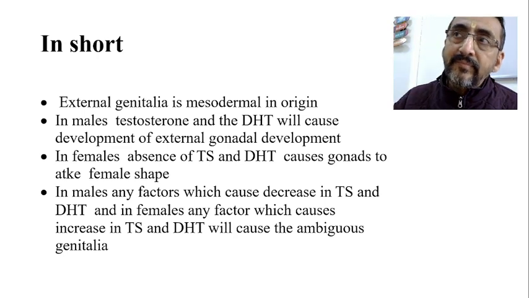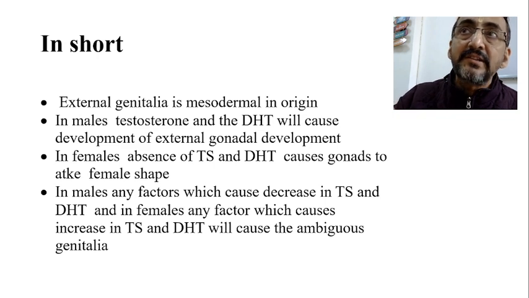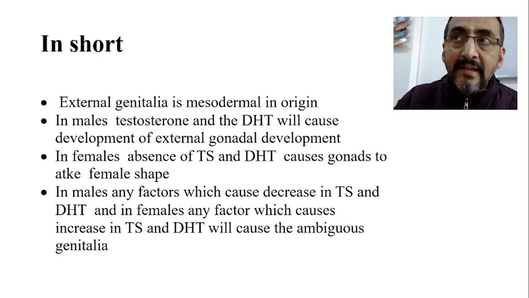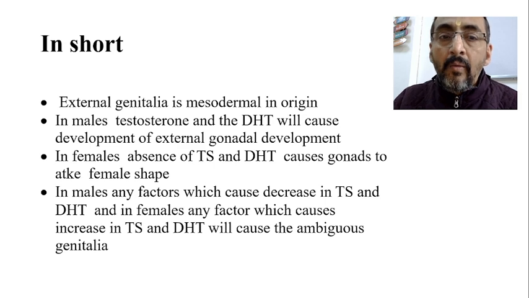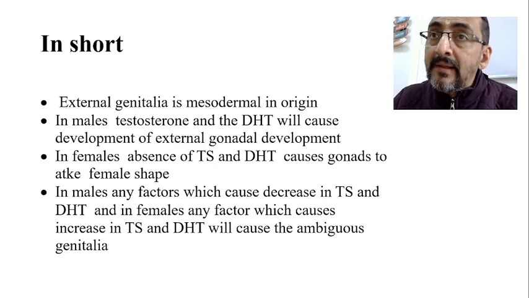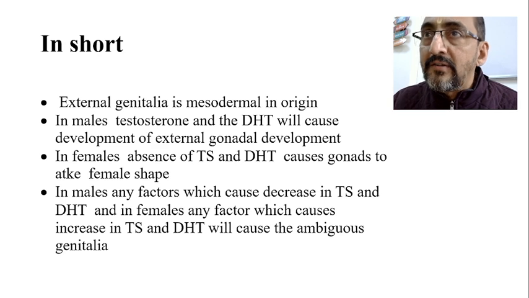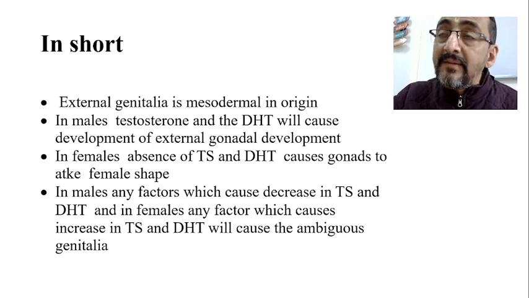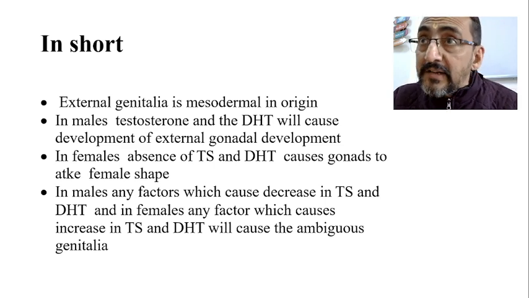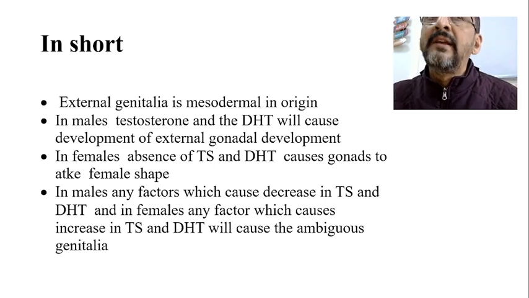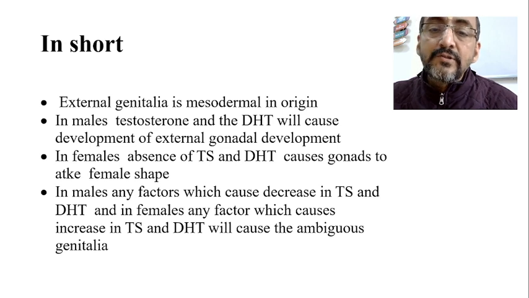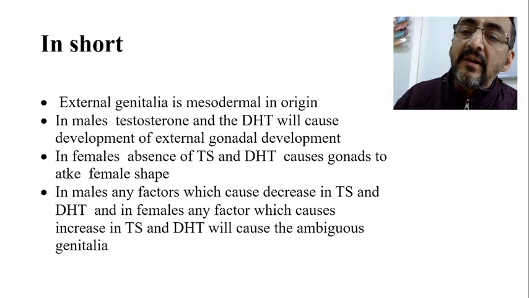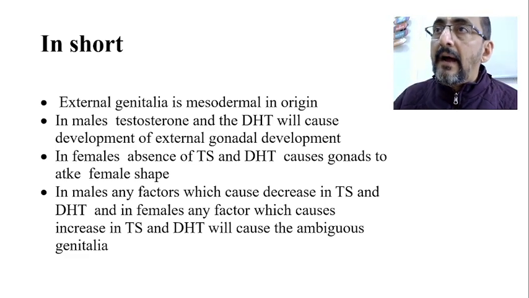So in males, any factor which causes a decrease in testosterone and DHT matters, because for the formation of the proper male external and internal genital organs, these two are important. If they are decreased, then they are not formed, and naturally female genital organs are formed. In females there should not be any testosterone or dihydrotestosterone. But unfortunately, if there is an increased amount of testosterone by any other means, then it leads to the formation of male internal and external genital organs. Now this condition is called ambiguous genitalia.